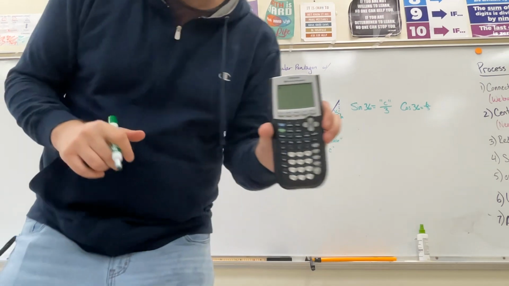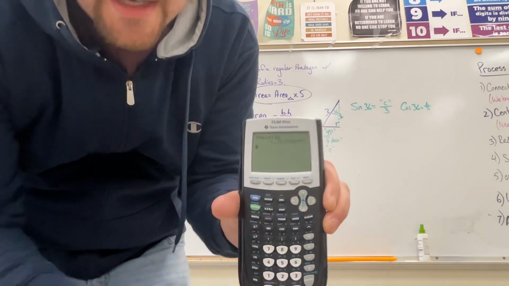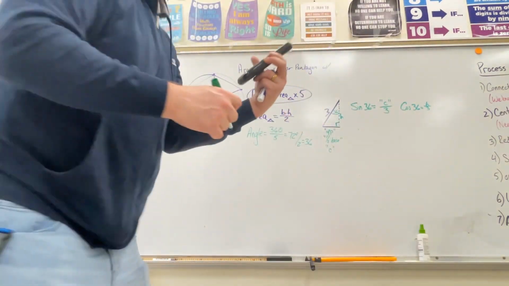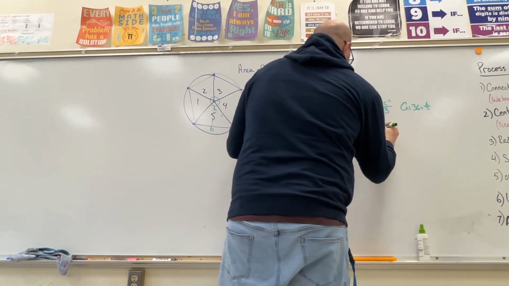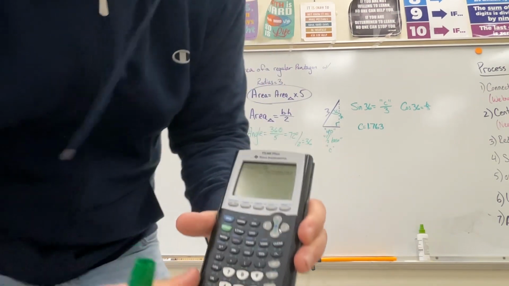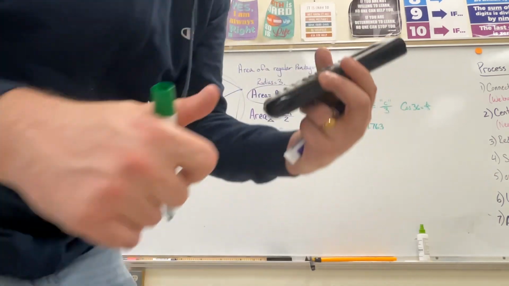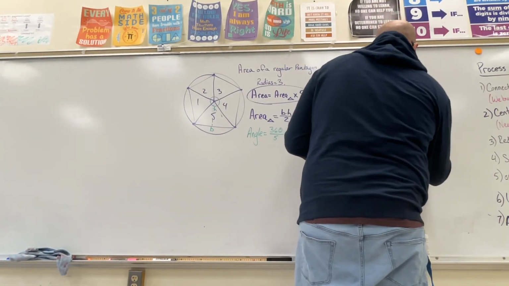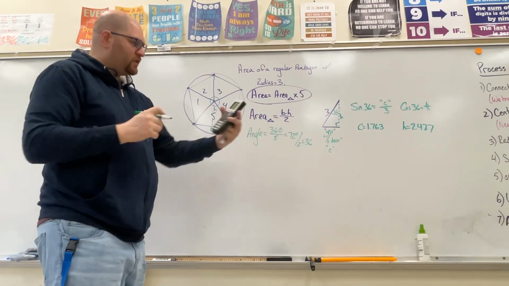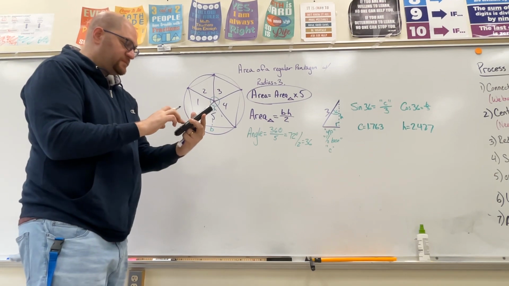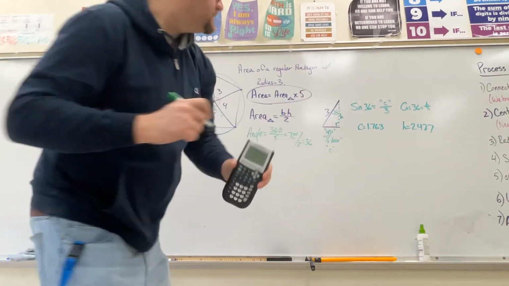So I'm going to go into my calculator and type in 3 times sine 36, and I get 1.763. And then I'm going to type in 3 times cosine 36, and I get 2.427. Now my C is half the base, so if I want to figure out what my base is, I need to multiply that by 2. When I do that, I get 3.526.